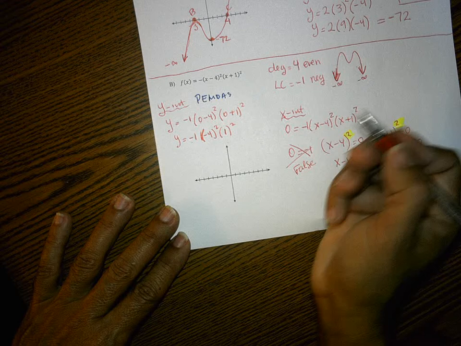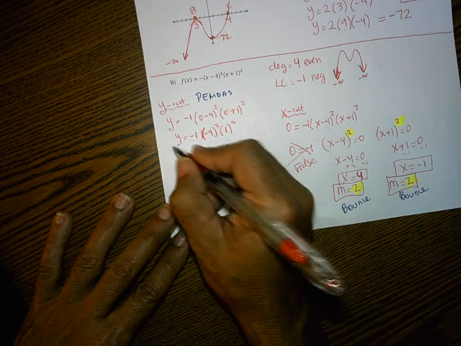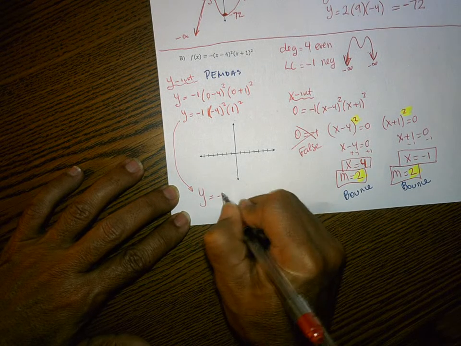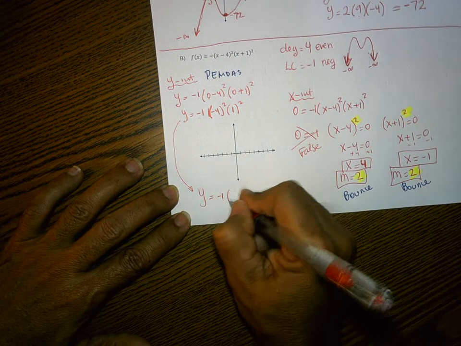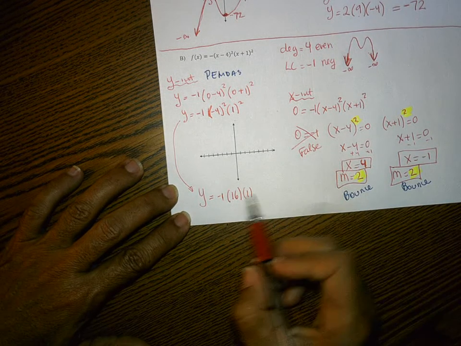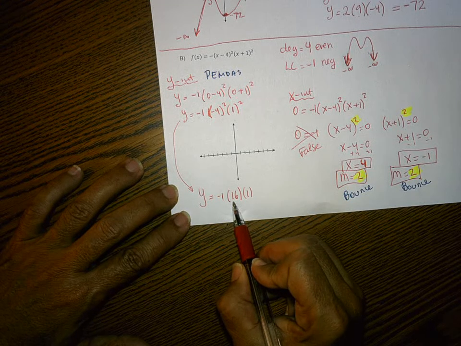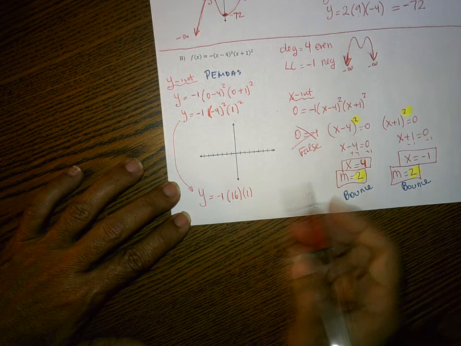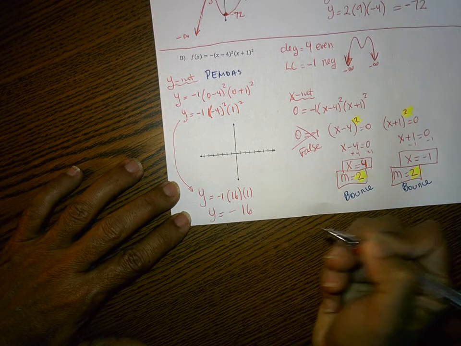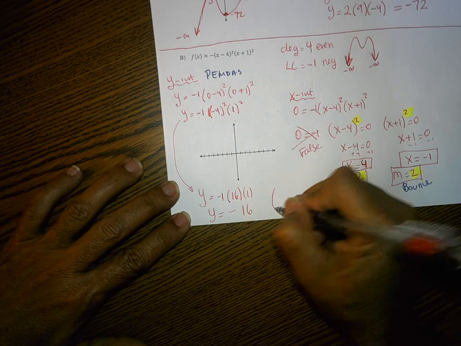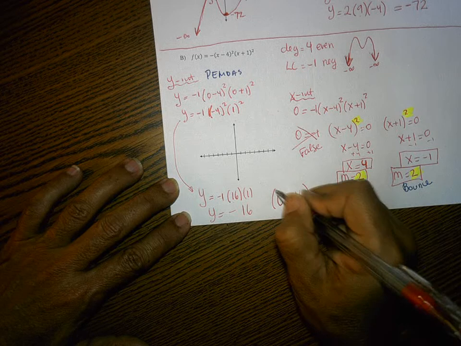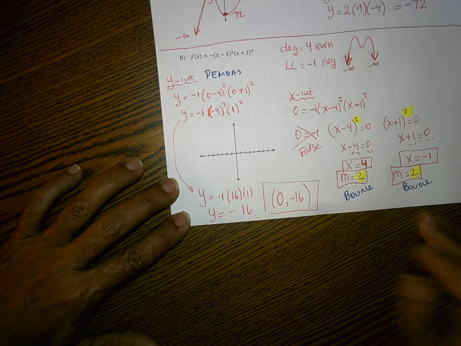So we have, I'm going to go down here. So we have y equals negative 1. The negative 4 squared is 16. The 1 squared is 1. So negative 1 times 16 is negative 16. Negative 16 times 1 is negative 16. So the answer is negative 16. Let's write it as an ordered pair. We plug in 0 for x. We got negative 16 for the y. There is our y-intercept. Okay, lots of work.